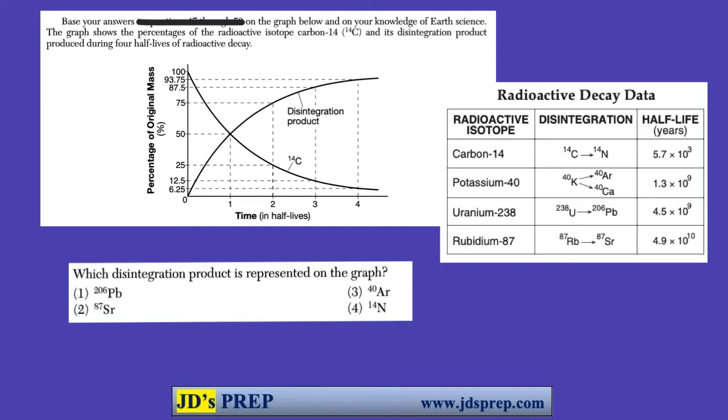The next question asks us which disintegration product is represented on the graph. I've pulled this out of your reference tables. So carbon-14 decays into nitrogen-14. Our correct answer is 4.